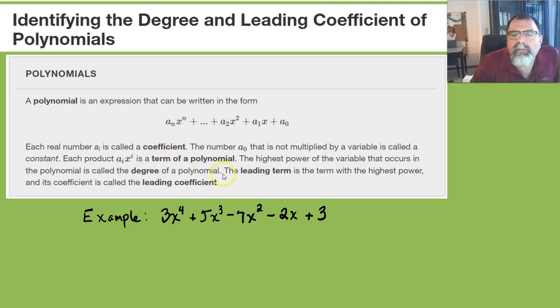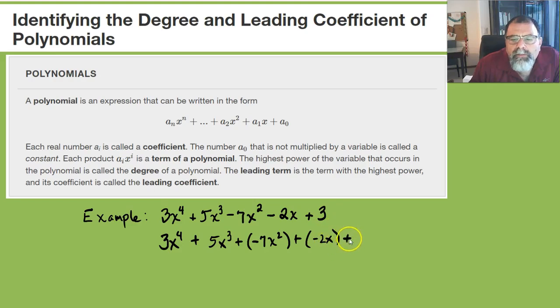And we're going to learn some of these terms here. The degree is basically the power of the variable. So in my example here, x is the variable, and we have what we call terms. Terms are separated by plus or minus signs. Technically, remember, a minus is the same thing as adding a negative. So I could have written this polynomial as 3x fourth plus 5x cubed plus a negative 7x squared plus negative 2x plus 3.